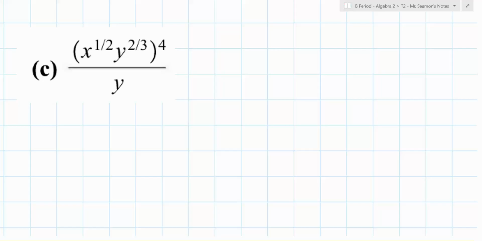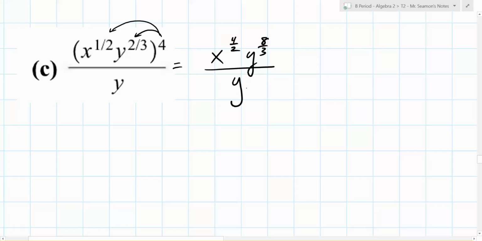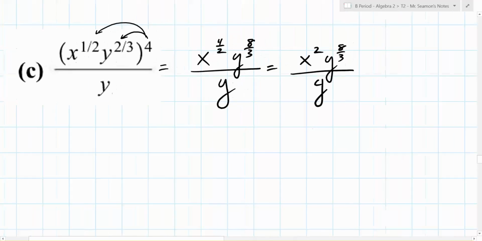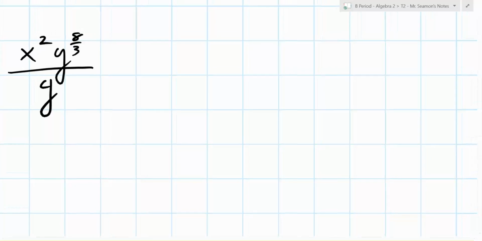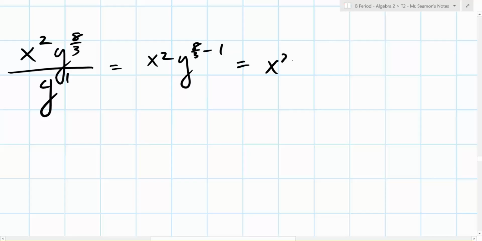On this one right here, what do you do first with that 4? And why are you allowed to do that in this case? Because it's raised to the power. Well, what's between the x and the y? They're multiplied, right? So that's going to be x to the 4/2, y to the 8/3, all over y. What's 4 over 2 equal to? 2. So x squared, y to the 8/3 over y. Now, what's the one thing you can simplify? The powers of y. So you have x squared, y to the 8/3 minus what? 1, which is x squared y to the 8/3 minus 3/3.